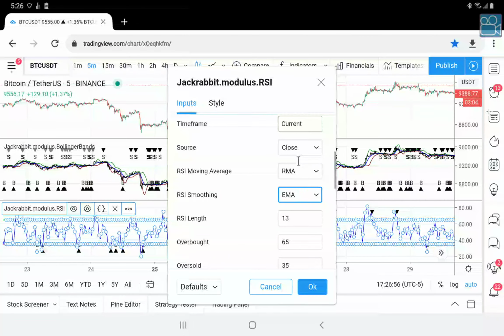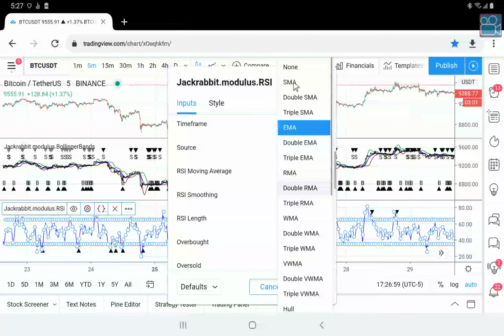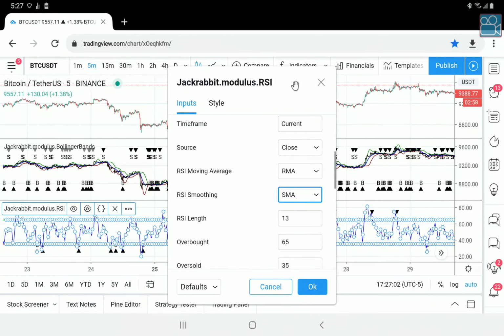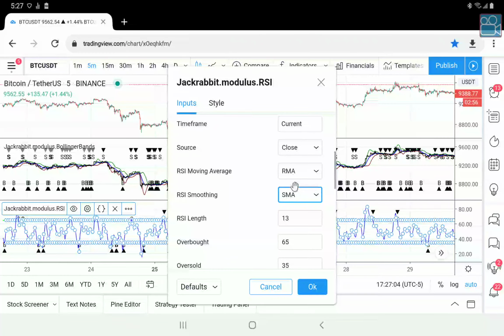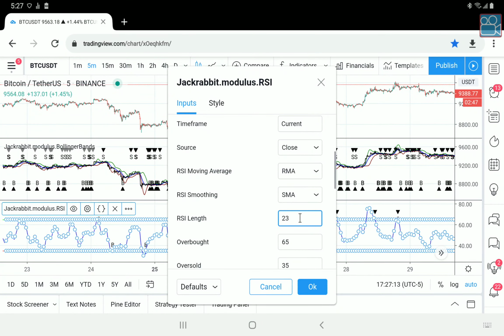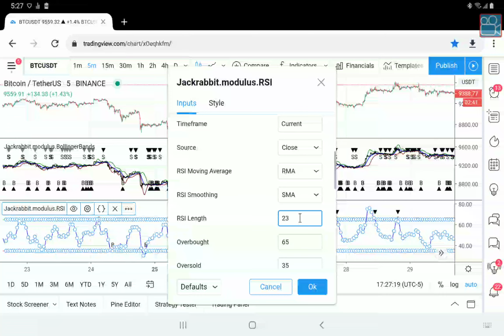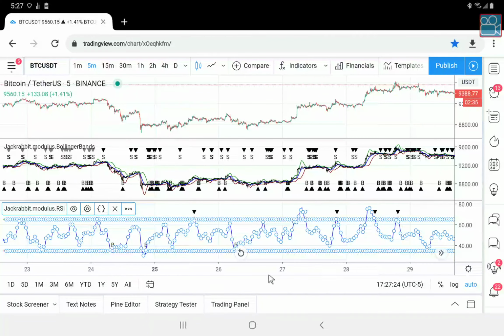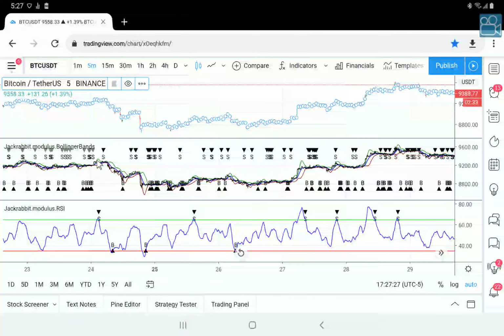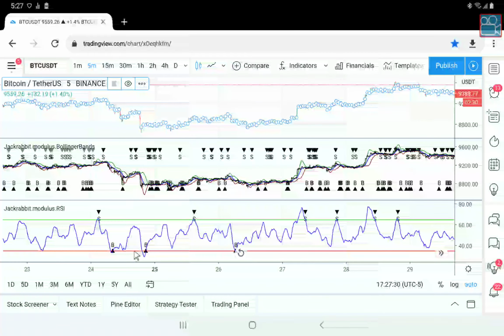Not quite. We want to get this nice and smooth if we can. Alright, that's still pretty jagged. So let's go up to 23. That actually looks a little better. Picked up a signal here, picked up a signal here, sold here. This actually looks pretty good.